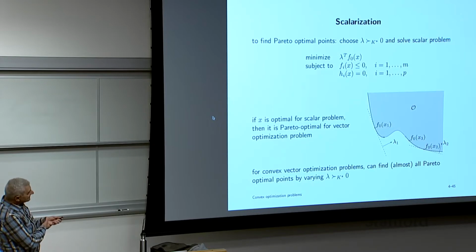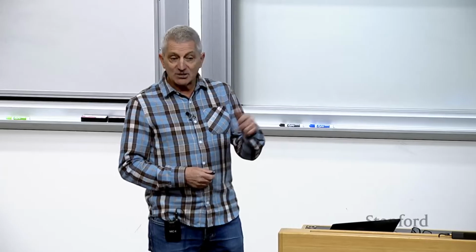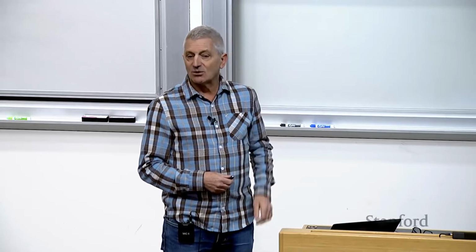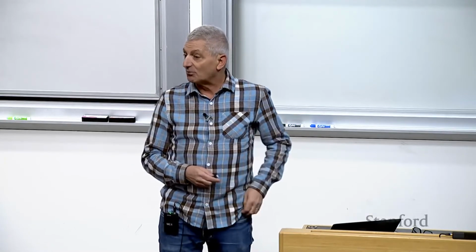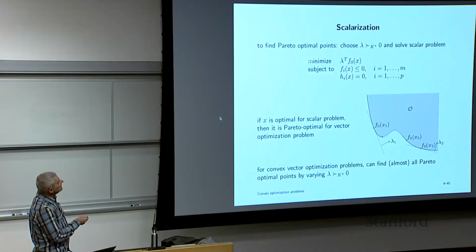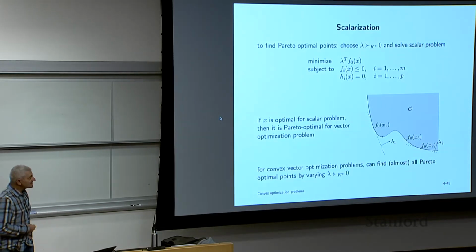Well, you'll remember from a couple weeks ago, we talked about what happens if you take a vector that's positive in the dual cone, right? And you minimize lambda transpose f of x, that's guaranteed to give you a Pareto minimal point, which we now in this context refer to as a Pareto optimal point, okay? So this problem here is an ordinary convex optimization problem. And there's a whole bunch of subtleties that I'm not mentioning.